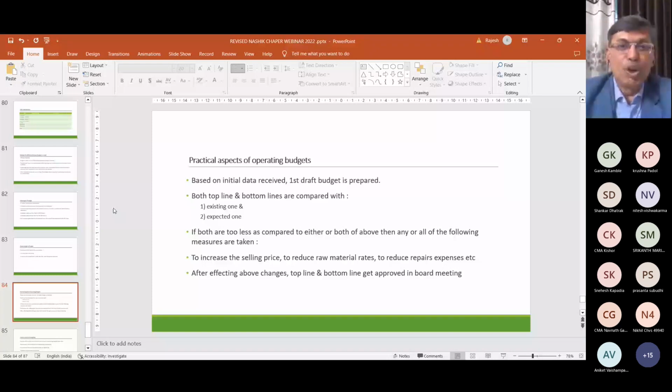Then it calls for a number of meetings, it calls for better coordination also, to get it accepted by the management and get it approved by the board.